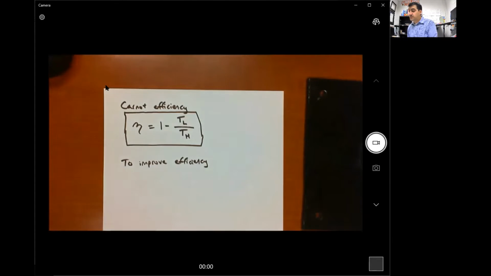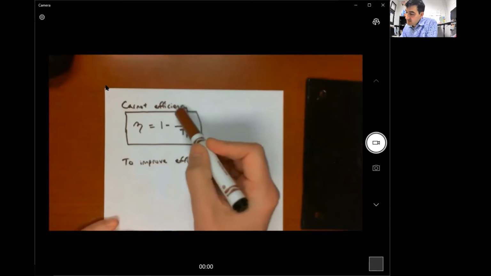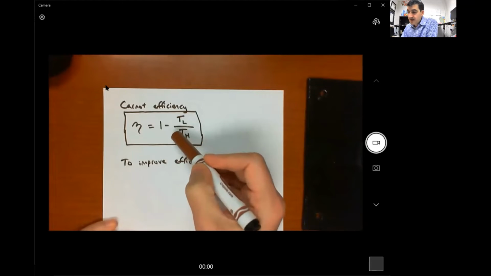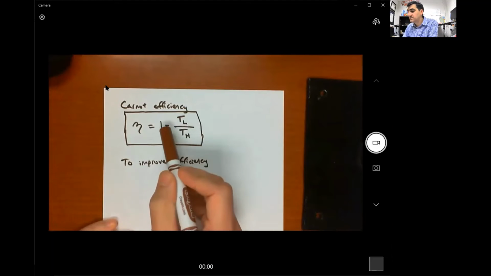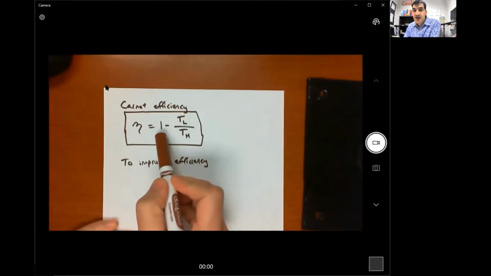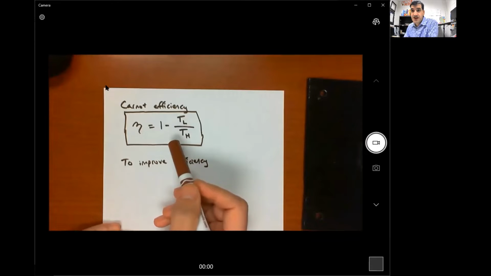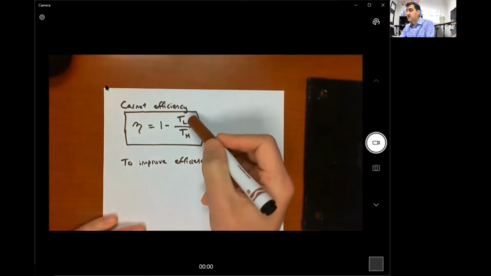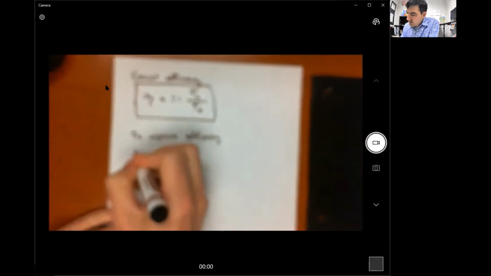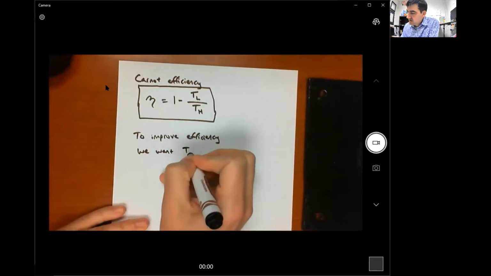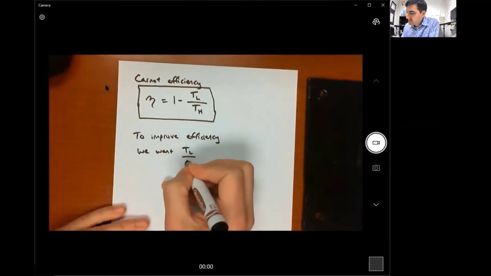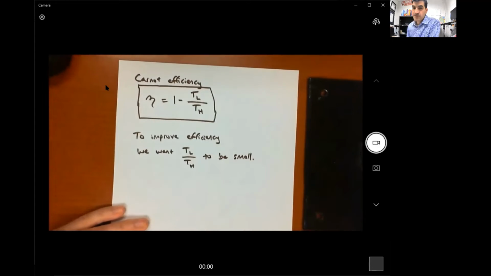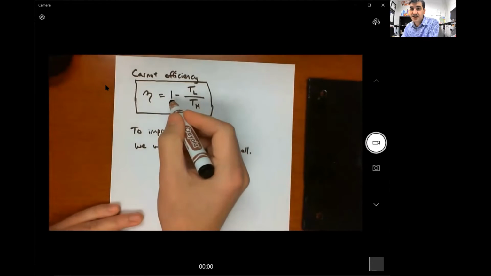So if we want to improve our efficiency, we want to make this factor, T low divided by T hot, as small as possible. We want to make this term as small as possible so that we're subtracting a small number from one. And therefore, our efficiency can be as high as possible, right? So we want T low or T cold divided by T hot to be small, so that we can subtract this small number from one to get a high efficiency.